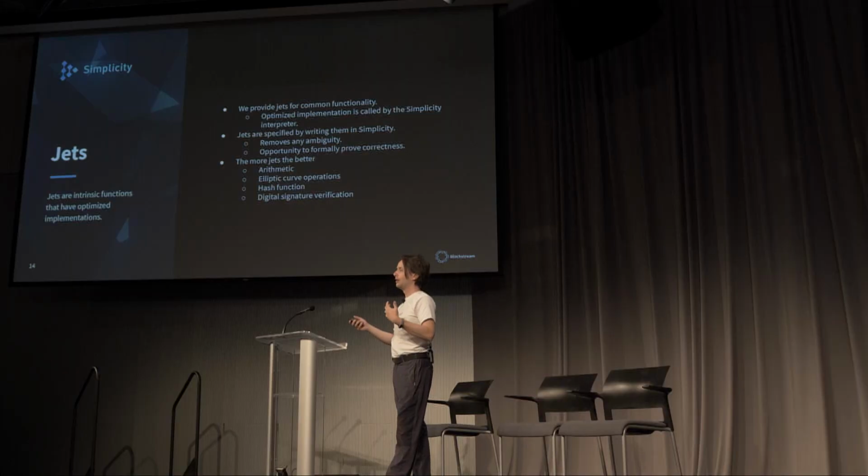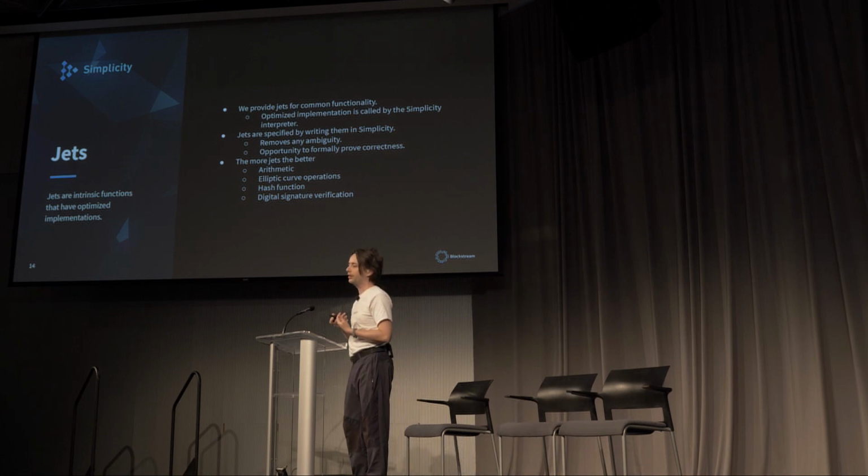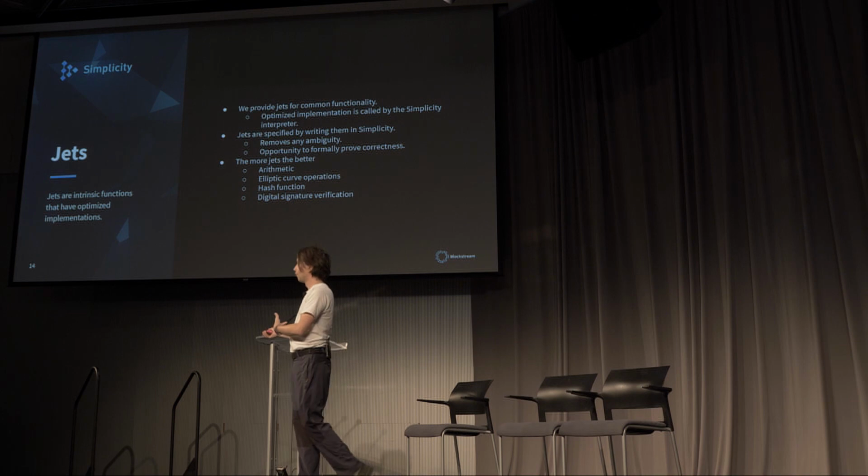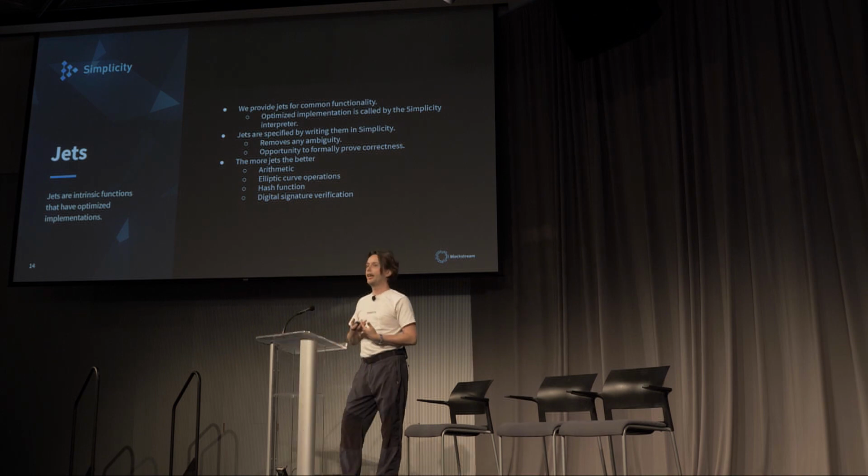So we need to specify the behavior of the jets, and the very cheap solution to specifying the behavior of jets is to simply specify them by writing them in Simplicity. This removes any ambiguity, so different implementations can agree on what the definition of these jets is. In the worst case, when somebody implements it wrong, we can determine who's wrong because we have a formal specification. And in the best case, we can use formal methods to prove our implementation in C in fact correctly implements the jet.